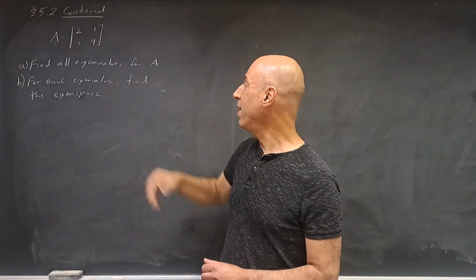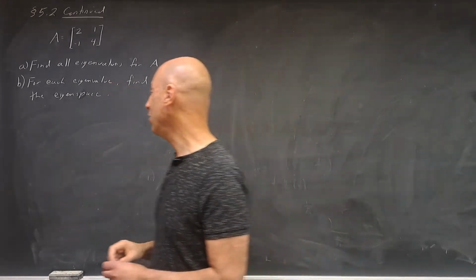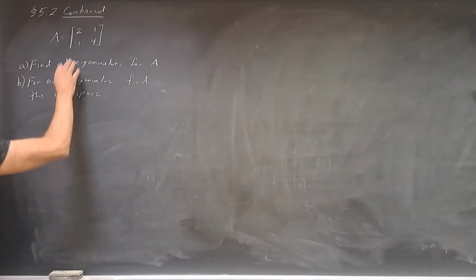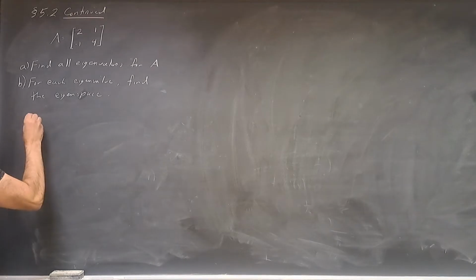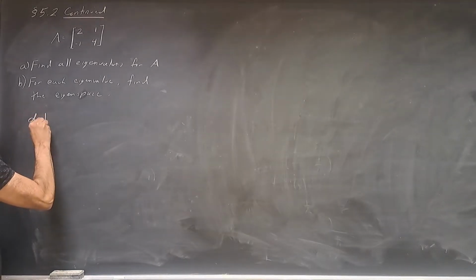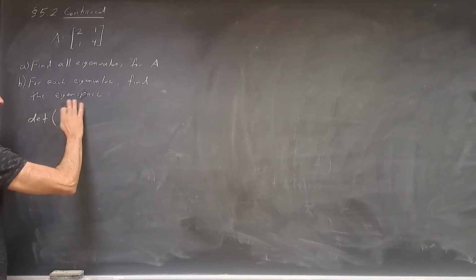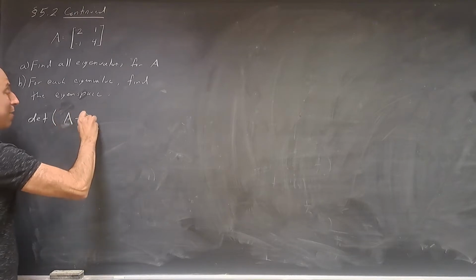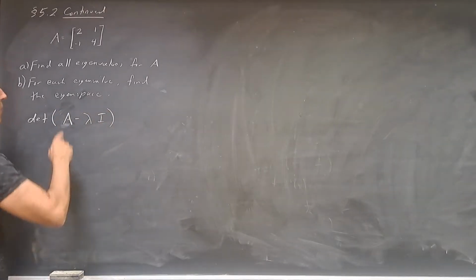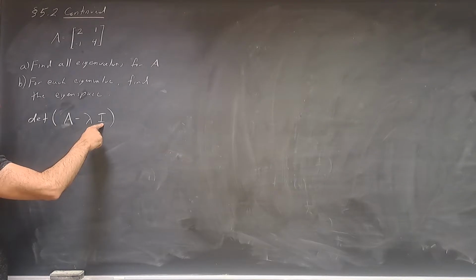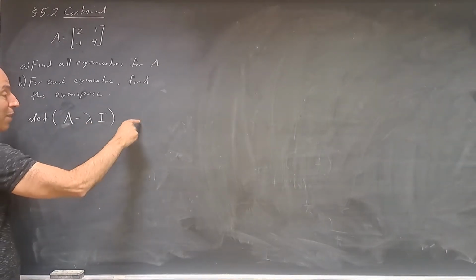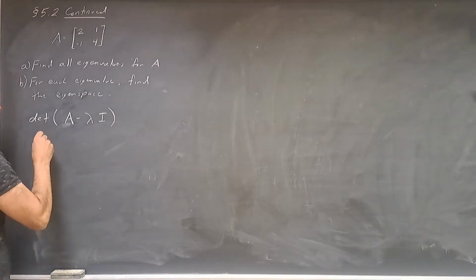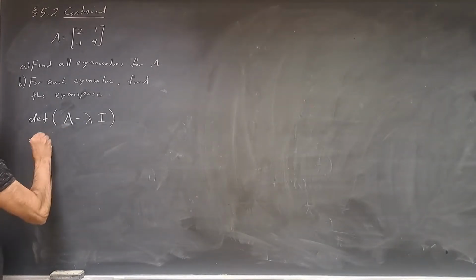So to find all the eigenvalues, we know we have to compute the characteristic polynomial. This is a 2x2 matrix. The characteristic polynomial is going to be a degree 2 polynomial. We're going to take the determinant of A minus lambda times the identity. That's A, and of course the 2x2 identity is 1, 0, 0, 1, and so lambda times the identity is lambda, 0, 0, lambda. And we'll just do this all in one step.